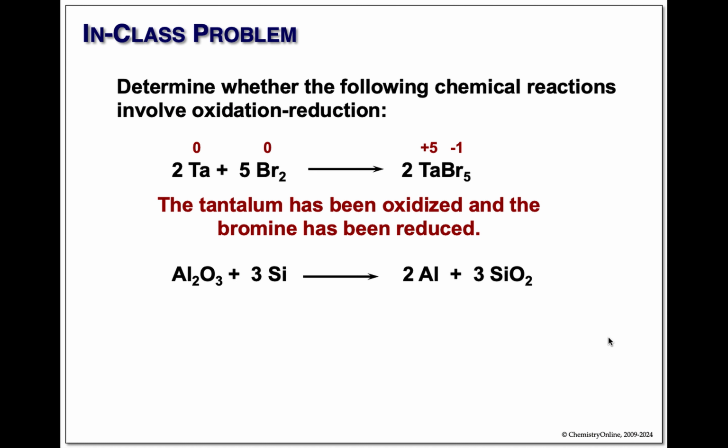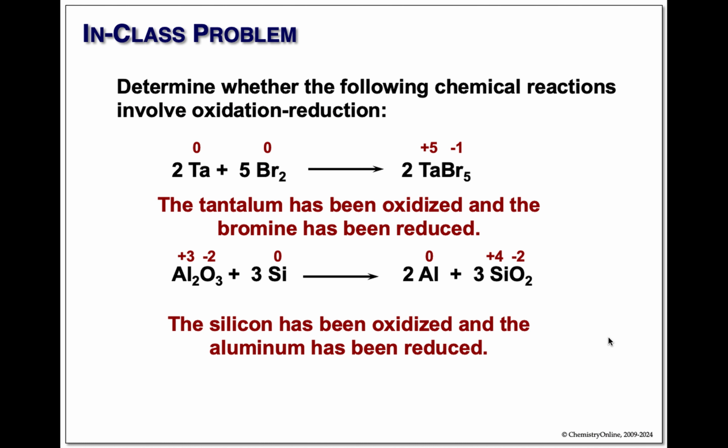Aluminum oxide plus silicon. Silicon dioxide plus aluminum. We're going to be 0 for the silicon, +3 and -2. Silicon has gone from 0 to +4. Aluminum from +3 to 0. Who was oxidized? Silicon is oxidized, aluminum reduced.